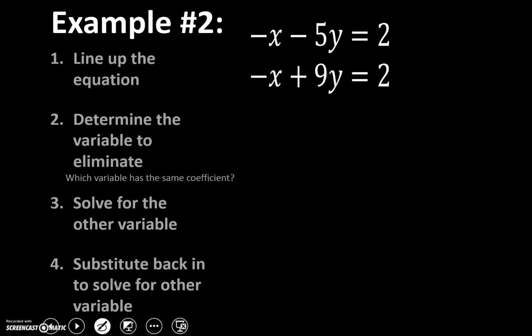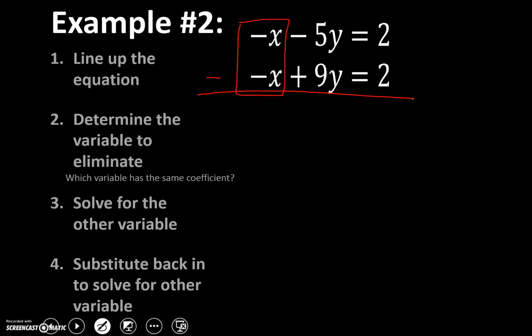For this one, once again, we're going to identify the variable that has the same coefficient. The two x's have the same number in front, which is negative 1. So we would need to get rid of them, and since they have the same signs, we're going to think, well, same signs means we subtract, because a negative minus a negative is going to essentially be a 0.